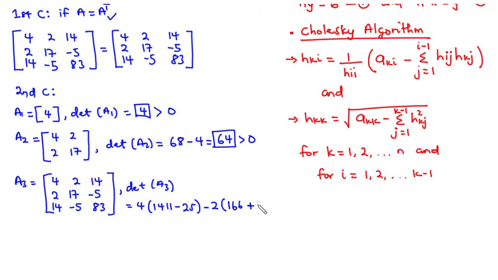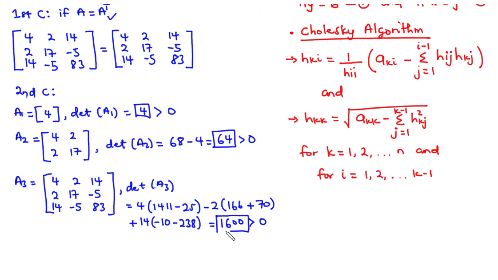So negative negative becomes positive, and then plus last element for the same row, we cancel out the row and column. We have negative 5 times 2, that is negative 10, minus, we have 14 times 17, and that also gives 238. So when you compute this, you are going to have 1600, which is also greater than 0.